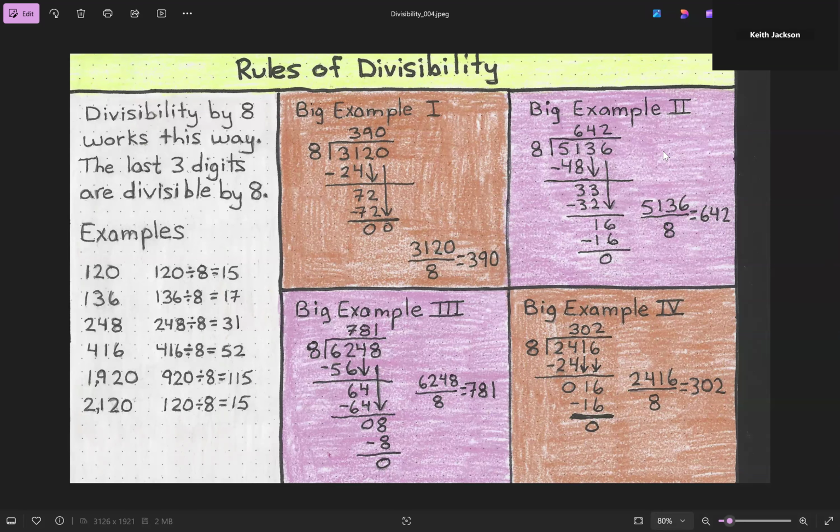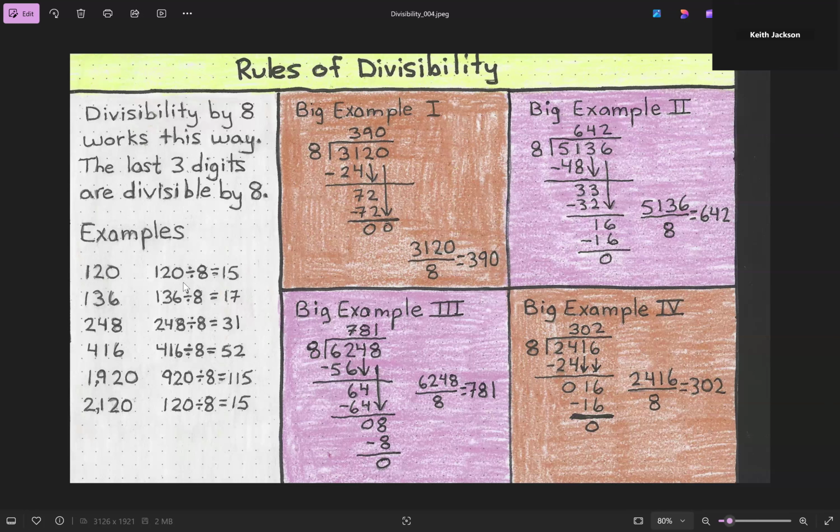We are continuing with the rules of divisibility because we're going to talk about how to divide by 8. Divisibility by 8 works this way. If the last three digits of a number are divisible by 8, then the entire number is divisible by 8. Now, we have four big examples to prove our case, but let's take a look at some examples of numbers that are divisible by 8.